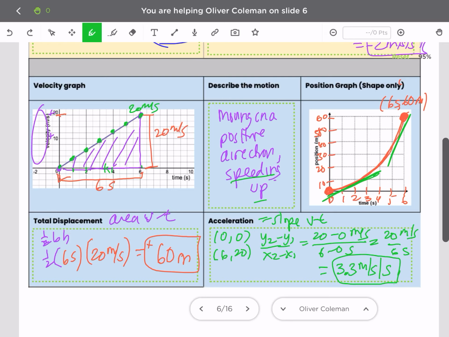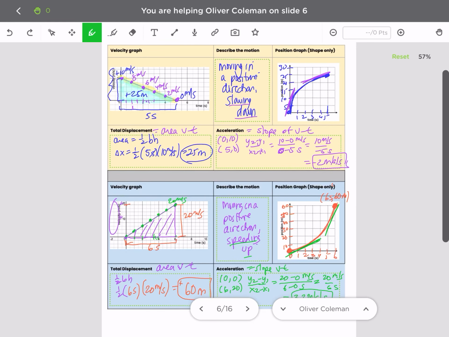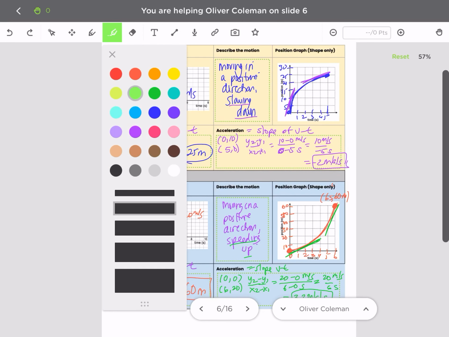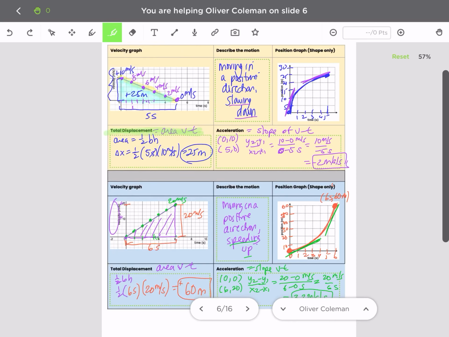So there you go. That's the basics of what you need to be able to do. You want to be able to use the area of the velocity graph to find the displacement and the slope of the velocity graph to find the acceleration. Once you know these values, you want to be able to draw the position graph. Hint: we're not doing anything in a negative direction that's changing speed. They're always going to be positive. Slowing down looks like that. Speeding up looks like this. So make sure you know those two shapes. Okay, there you go.